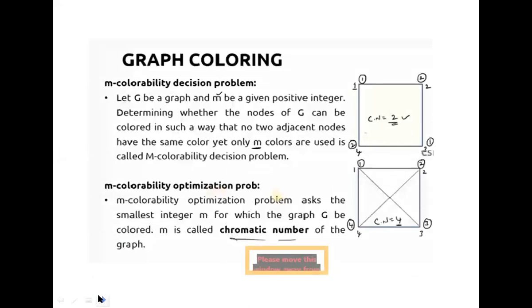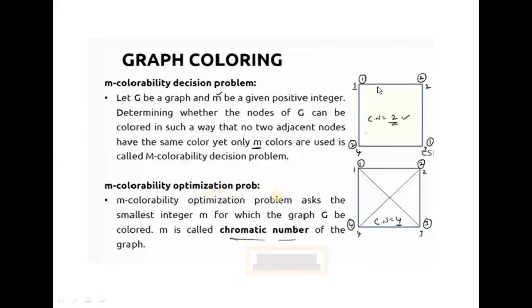So the graph coloring problem is where we have to color the nodes in the graph with different colors. But here we have a condition that no two adjacent nodes have the same color. That is our constraint here. Okay, no two adjacent nodes have the same color.